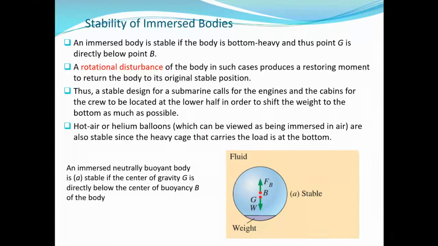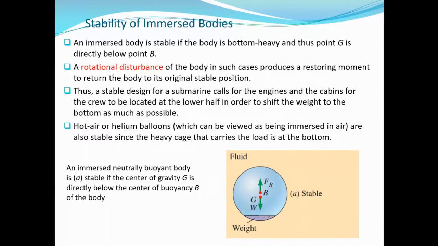An immersed body is stable if the body is bottom heavy and thus the point G is directly below point B. Here you have some weight, so it is bottom heavy. Therefore, with this weight, the center of gravity will not be at the centroid of this sphere, but it will be something below. So that's why you have the center of gravity below the center of buoyancy.